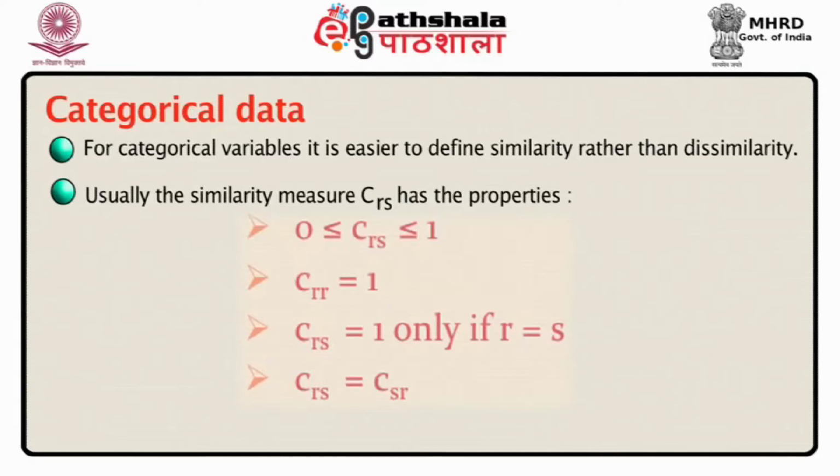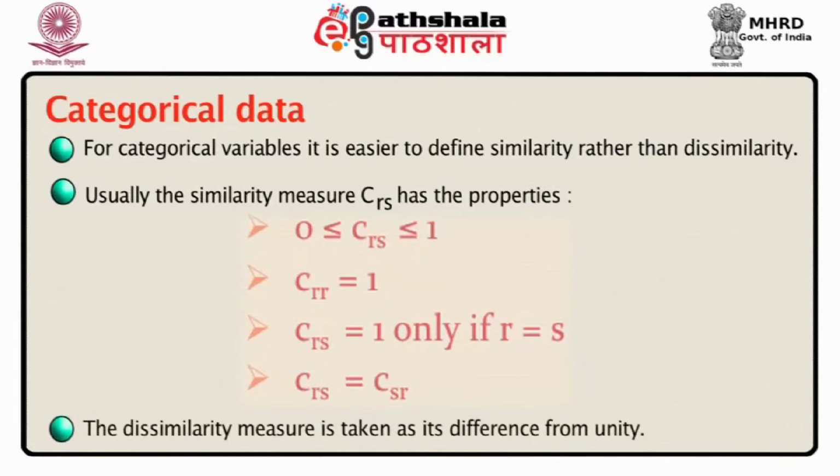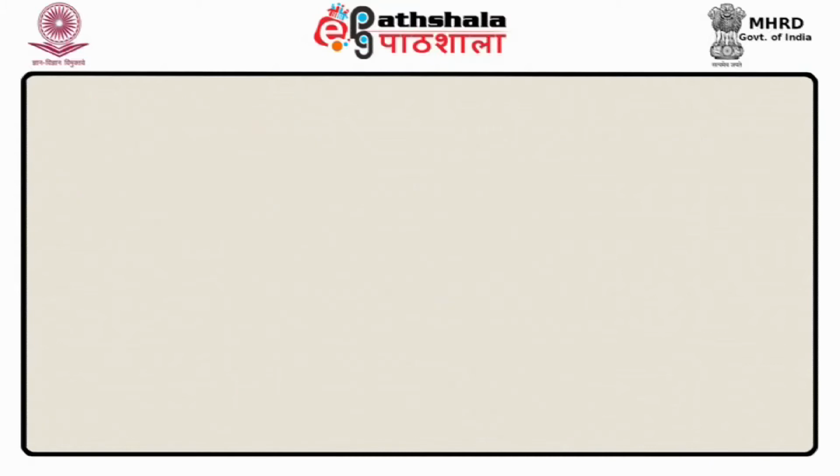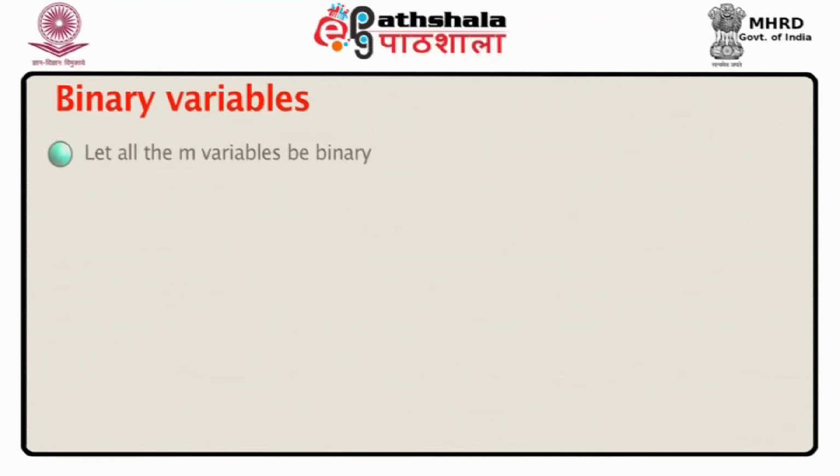That is, the similarity between two individuals R and S is the same as the similarity measure for S and R. Going back to dissimilarity from similarity, we generally take the difference from unity. That is, DRS is usually taken to be 1 minus CRS. Let's start with the binary variables first. That is, we have two categories and we assume that all the m variables in the vector are of the binary type.